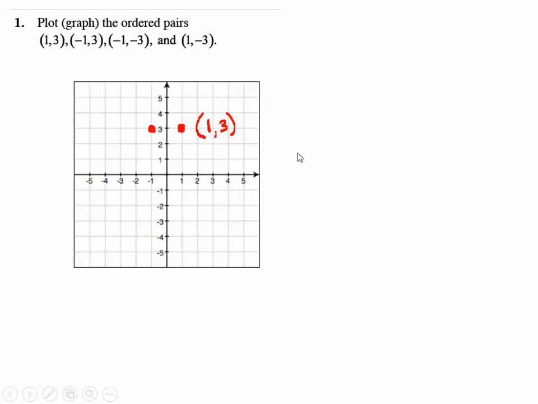All right, (-1, 3) would go in quadrant 2, right over here. Then we have (-1, -3). And then the last one here in quadrant 4, how about (1, -3)? Whenever you're graphing individual points, we always start off with the origin, right? The first number tells us if we go right or left, depending on the sign, and then the second number tells us to go up or down depending on the sign, which I think you guys already knew.